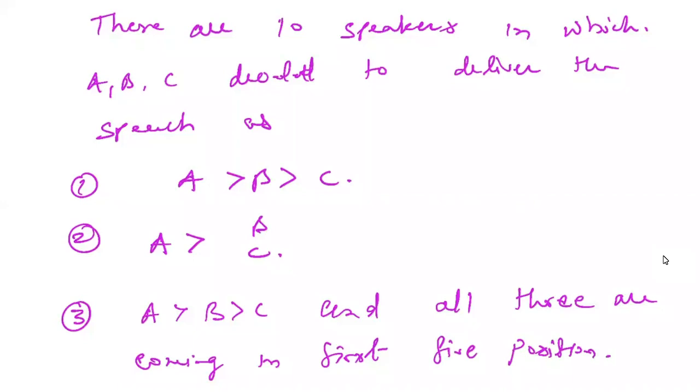There are 10 students, among whom A, B, C are there, right? They decided to deliver the speech as follows. First question: A will be ahead of B, who will be ahead of C. Second: A will be ahead of B or C. Third: A will be ahead of B, who will be ahead of C, and all 3 speakers come in the first 5 positions. First 5 positions only, they have to deliver. In how many ways can we do this?